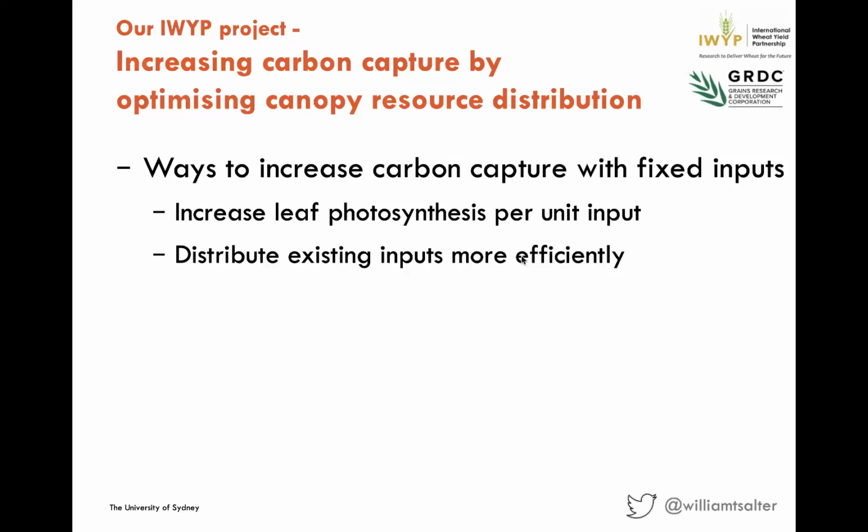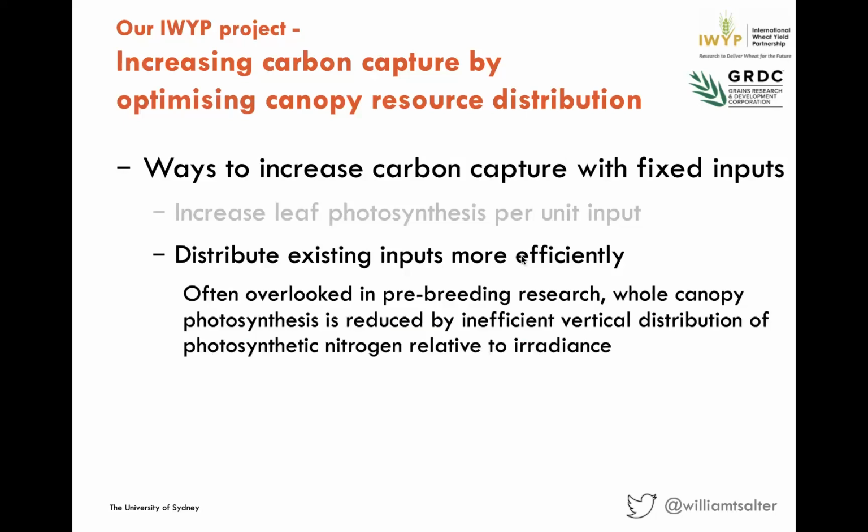And so really there's two ways that we could approach this. We could increase the carbon capture by just increasing leaf photosynthesis per unit input, or we could distribute existing inputs more efficiently throughout the plant. In this project, we're focusing on the second of those two. And as I mentioned, this has often been overlooked in pre-breeding research in the past.